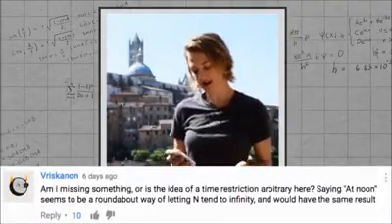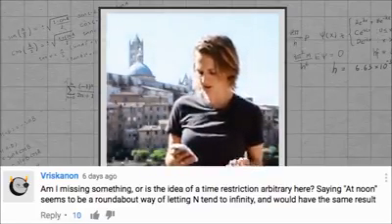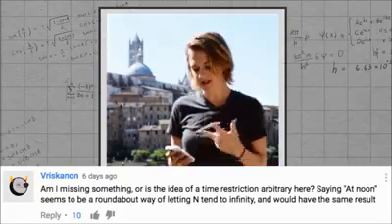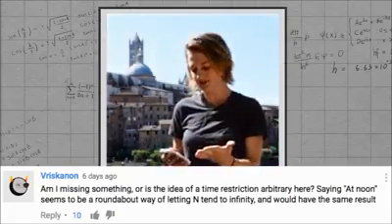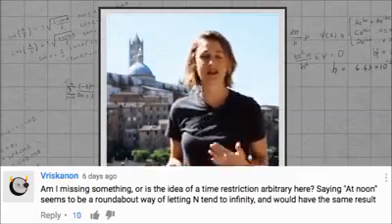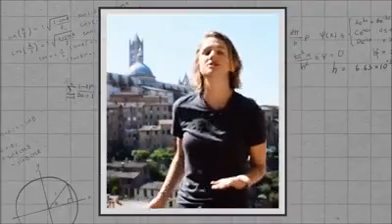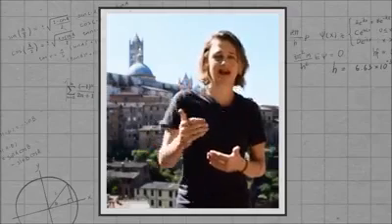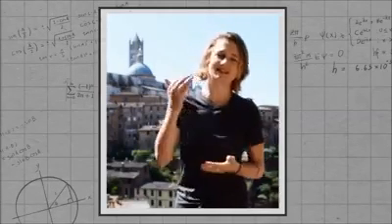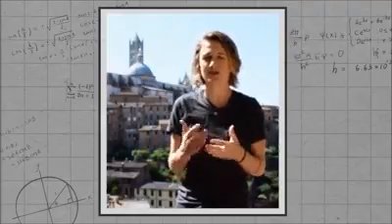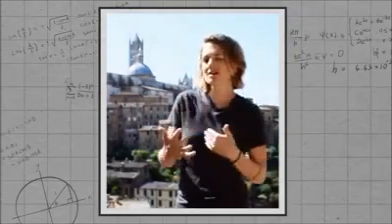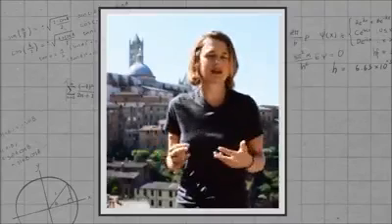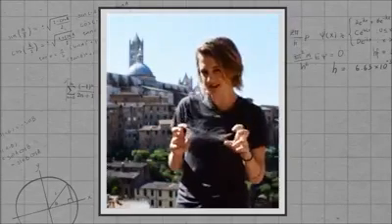I liked Vrishkanen's comment: am I missing something here, or is the idea of a time restriction arbitrary here? Saying at noon seems like a roundabout way of letting n tend to infinity, and would have the same result. That's a good response, and it's a good question. So we needed everything to happen in a finite amount of time in order for there to be an end. We were asking how many balls were in the urn at the end, so we needed everything to happen in a finite amount of time. So it was like letting n tend toward infinity, but we couldn't let time tend to infinity, because you can't really ask about what the urn is like at infinity.